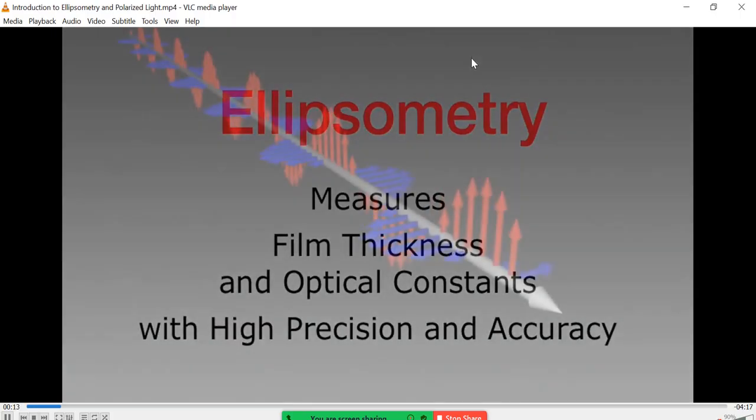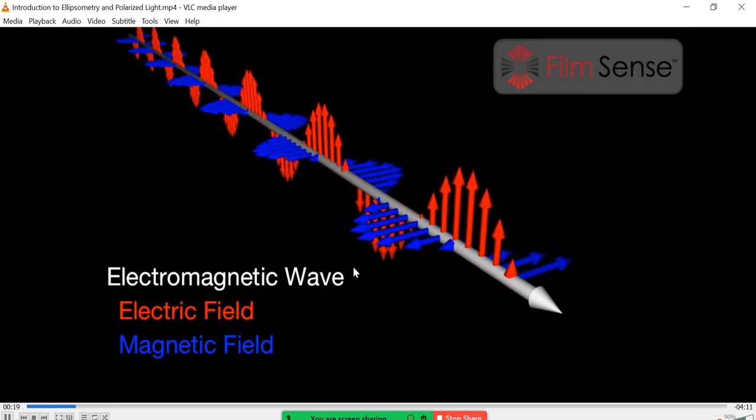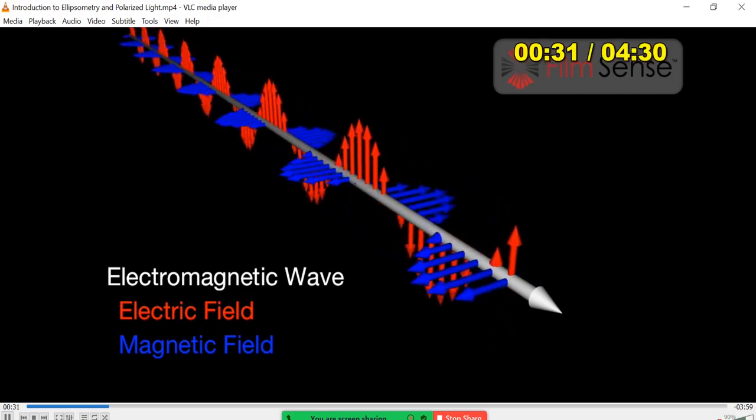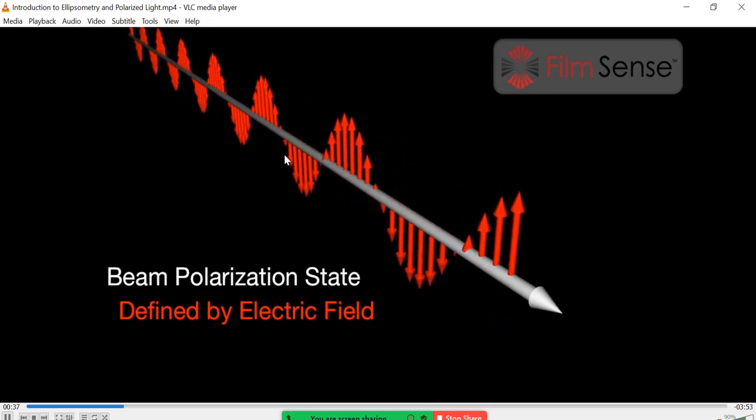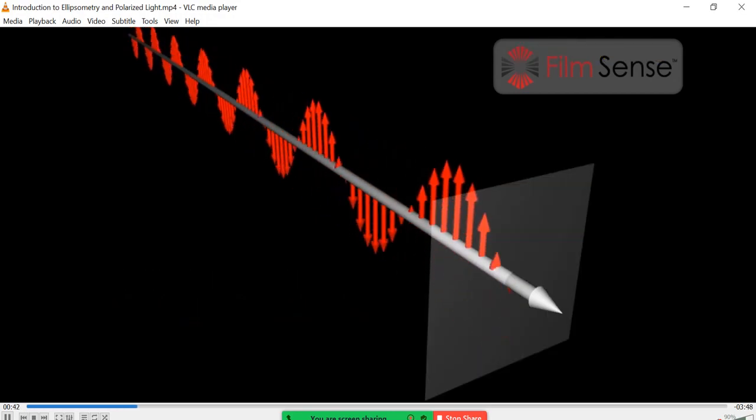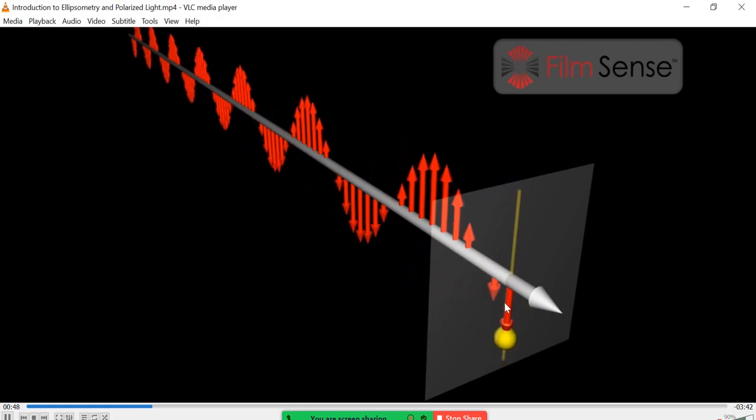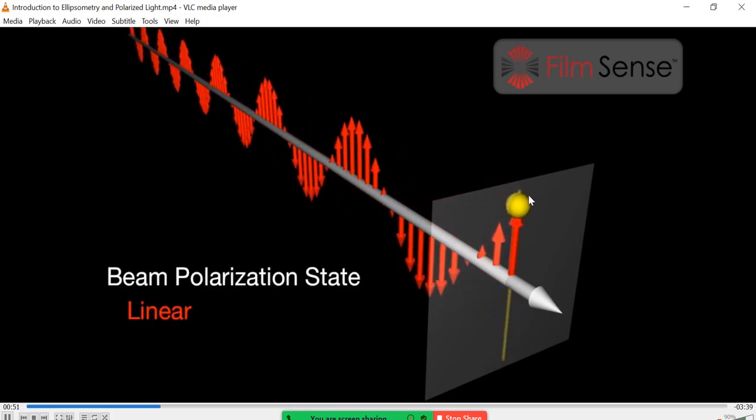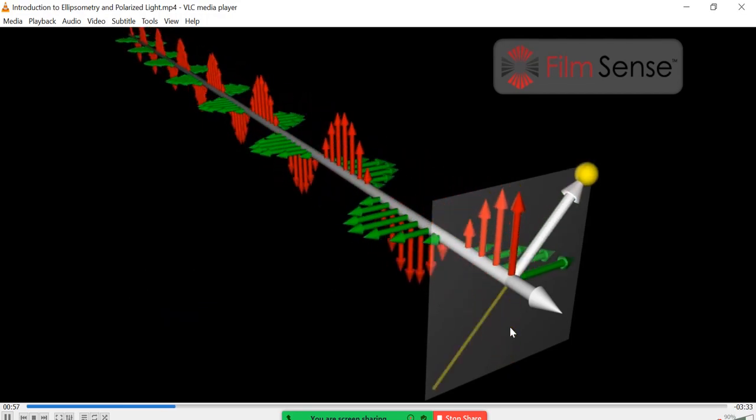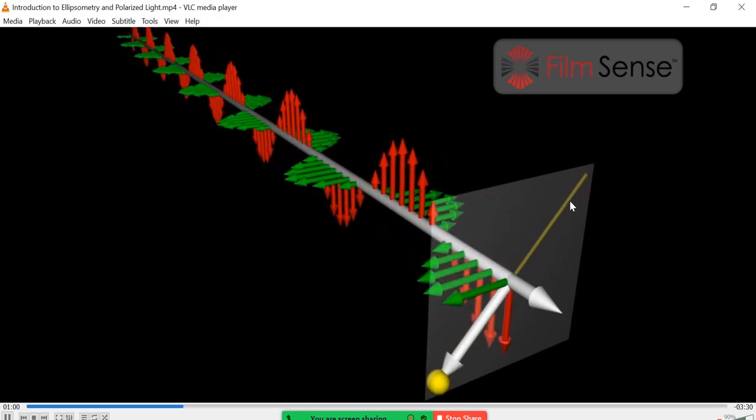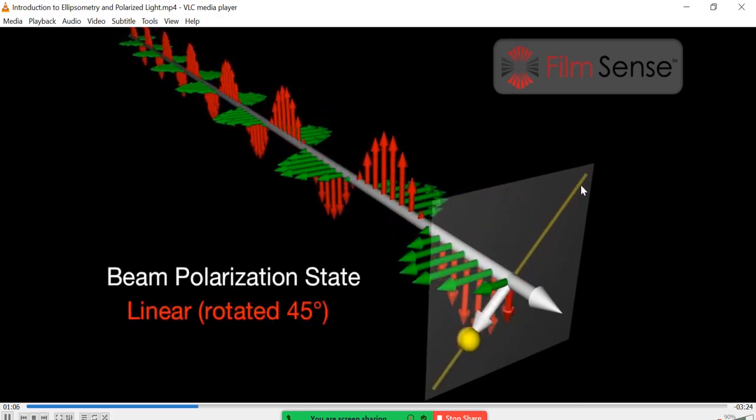So here we have the electromagnetic waves, the electric field in red and the magnetic one in blue. Let's remove the blue so you can get the idea in a better way. If we put the linear filter, we will allow just one direction to pass. Look, just one direction. This vibration will pass through this filter, and that's the linear vibration. We can change the direction of the filter, but it's still linear.